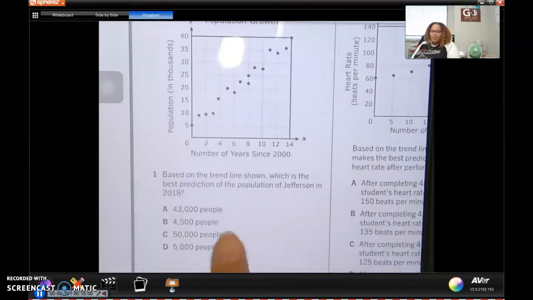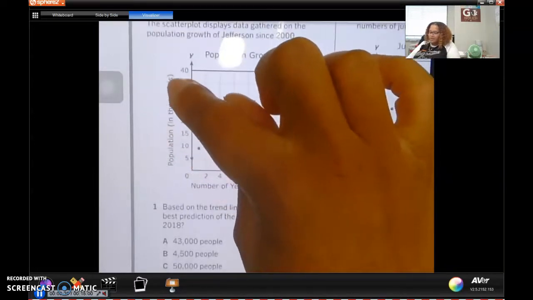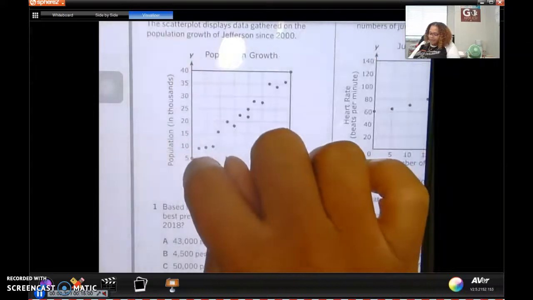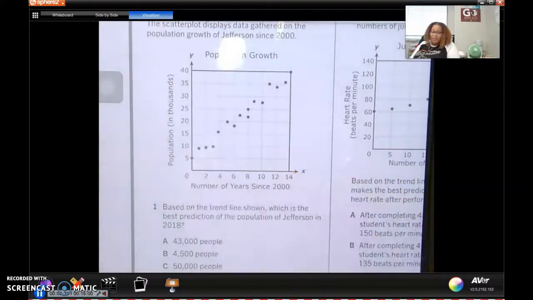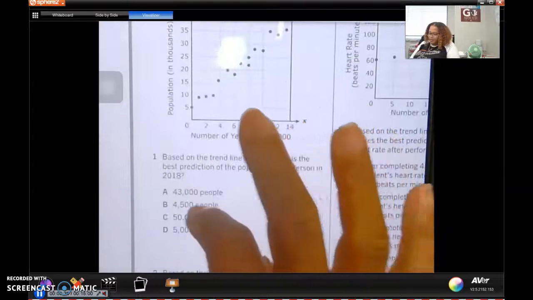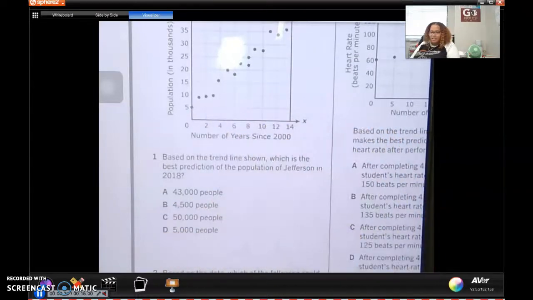So I need to look over here. First of all, this is in thousands of people. So down here is 5,000 people in 2000. So would this B and D be reasonable estimates? No, because I want to know what it is 18 years from now.